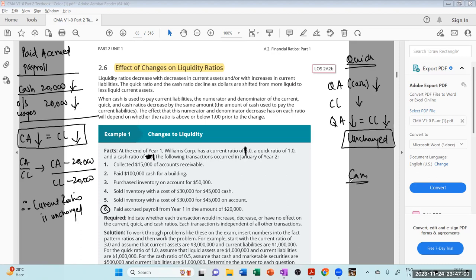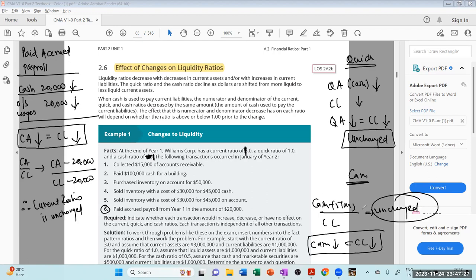What about your cash ratio? Cash ratio is cash plus STMS upon current liabilities. So cash has decreased by the same amount that the current liabilities have decreased. Therefore, this too will remain unchanged. Got it, guys? Is this clear?